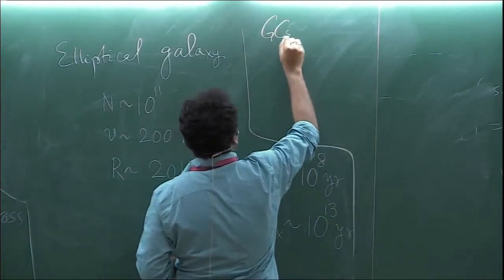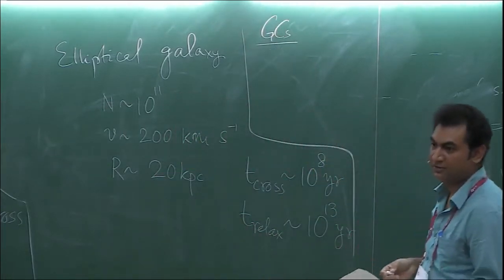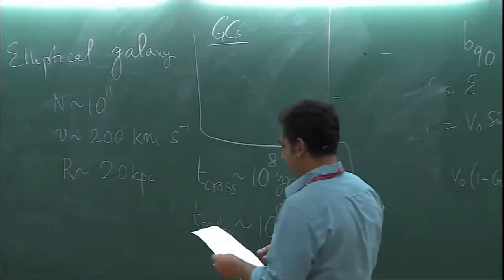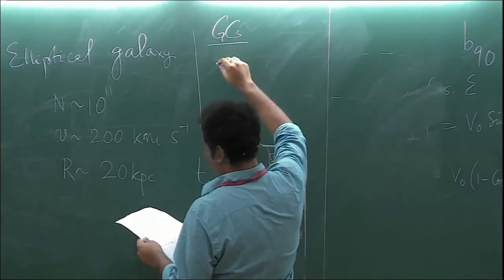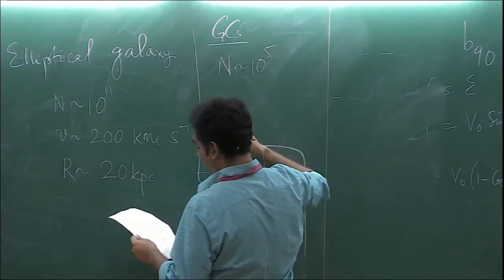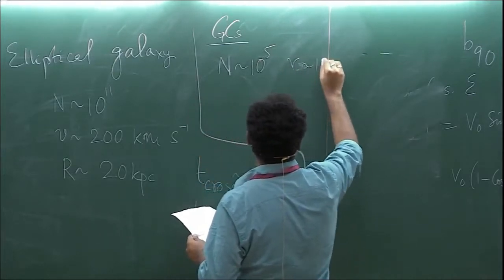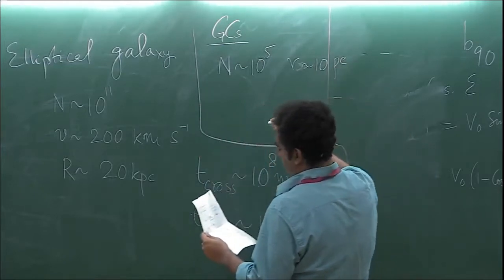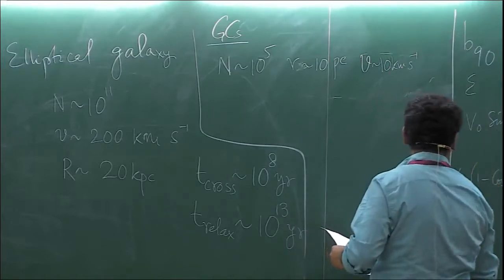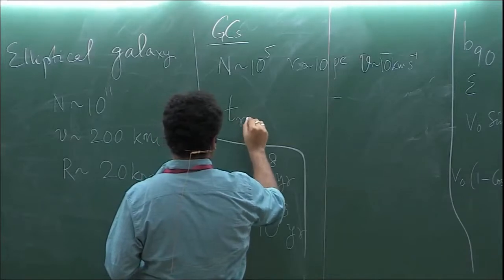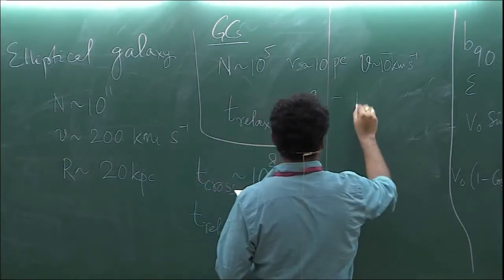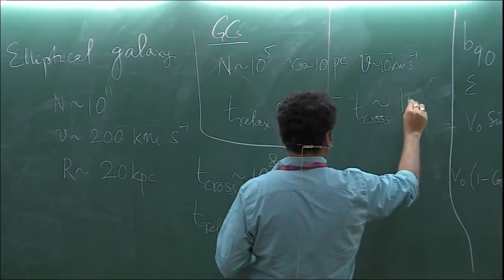In case of globular clusters, oh yes, this is larger, sorry. Much bigger than Hubble time. Yeah, 14 billion years is roughly the Hubble time. So for globular clusters, N is roughly 10 to the 5, R is roughly 10 parsec, and V is roughly 10 kilometers per second. Then you can convince yourself that T relax is of order giga year, and T cross is of order 1 mega year.